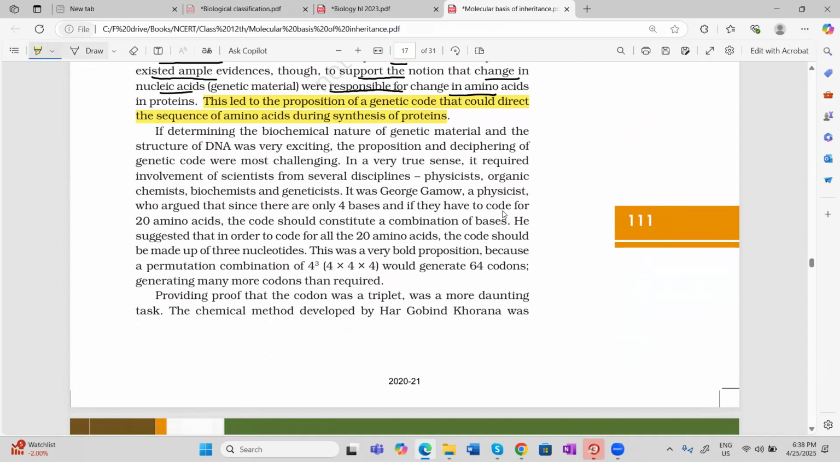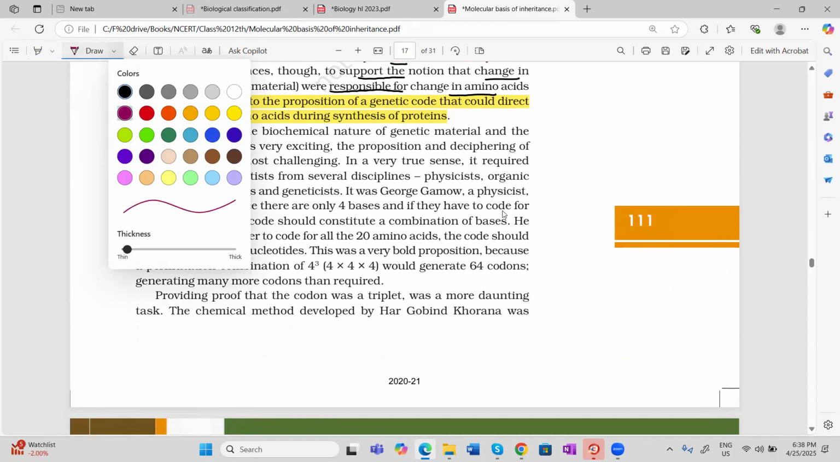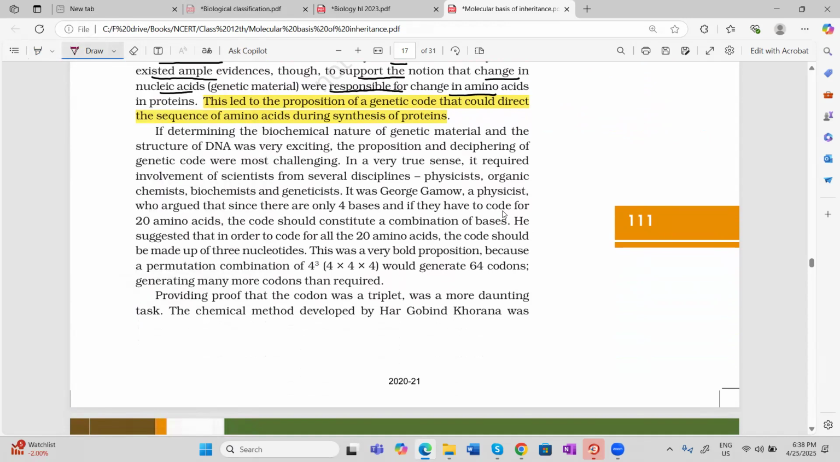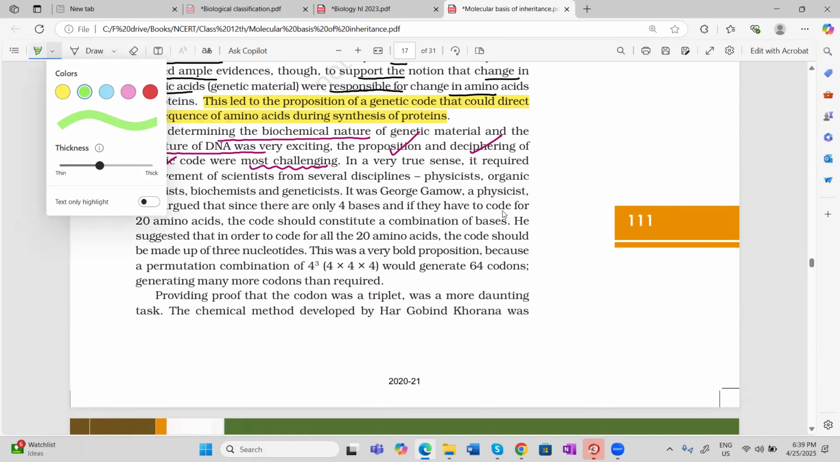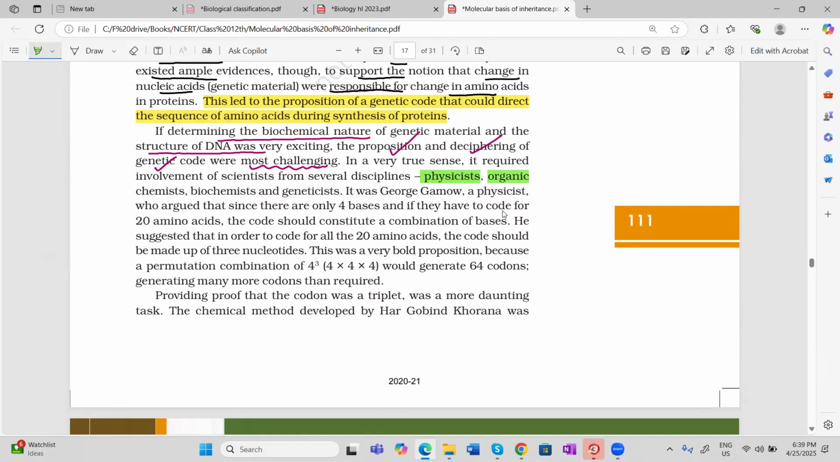Now, up till here, I hope you are getting it. Knowing the structure of DNA was a very challenging task for the biologists of that era. If determining the biochemical nature of genetic material and knowing the structure of DNA was exciting, the proposition and deciphering of the genetic code was also very, very challenging. And you require scientists from different streams. We are using a physics person, an organic chemistry person, a biochemist, and a genetics person also.